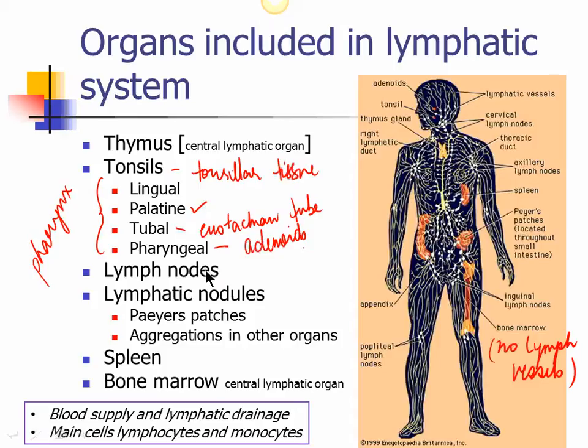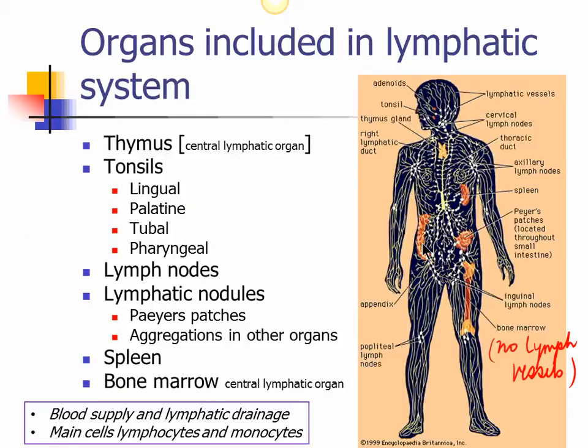Then we have lymph nodes, small bean-shaped structures. Here, the tonsillar tissue is not really all that well seen, but you can see these lymph nodes up here. You can see all of these lymph nodes. Lymph nodes tend to collect in certain areas of the body. Some of the common areas are in the neck, where they are known as cervical lymph nodes. Then you see a big group of lymph nodes in the axilla, called the axillary group of lymph nodes. And then you see lymph nodes in the groin area, known as the inguinal group of lymph nodes.